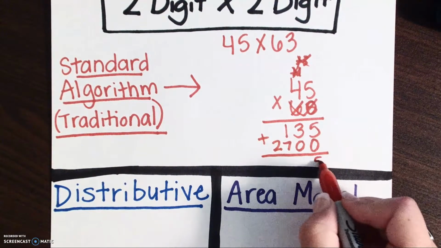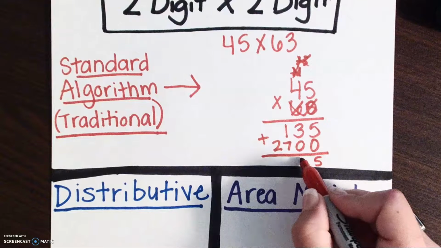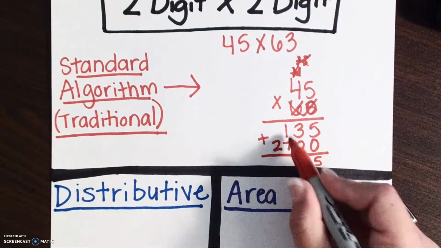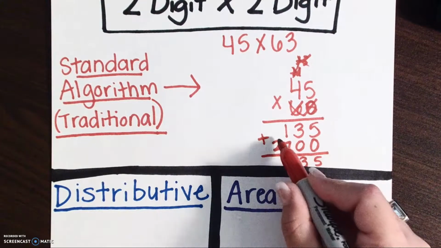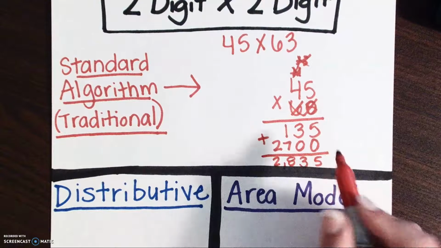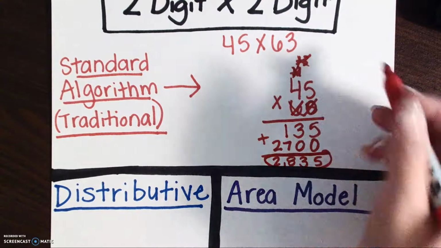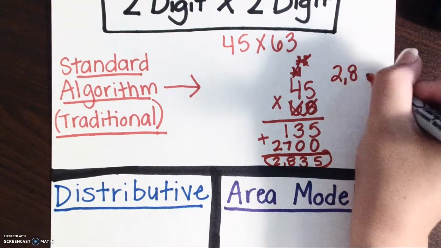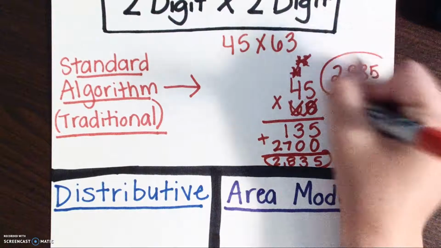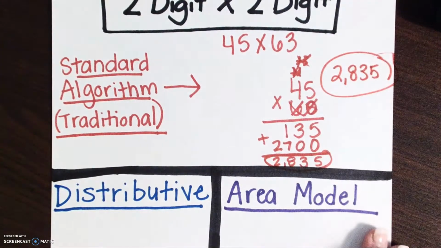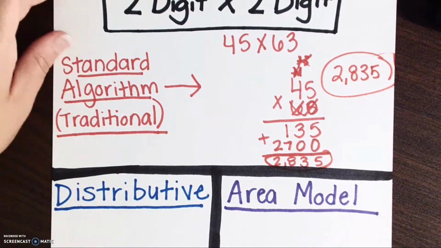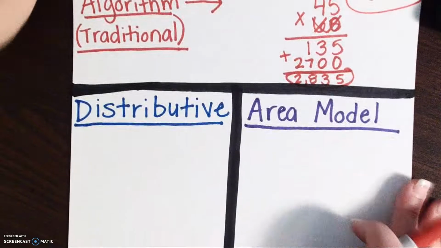5 plus 0 is 5. 3 plus 0 is 3. 1 plus 7 is 8. And then I bring my 2 down and I add my comma. So my answer is 2,835. Okay? That's the traditional way. Now we're going to do the distributive way.